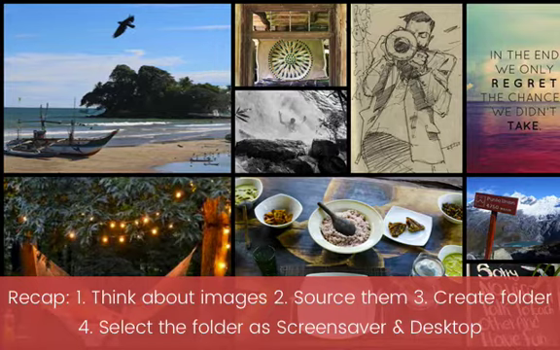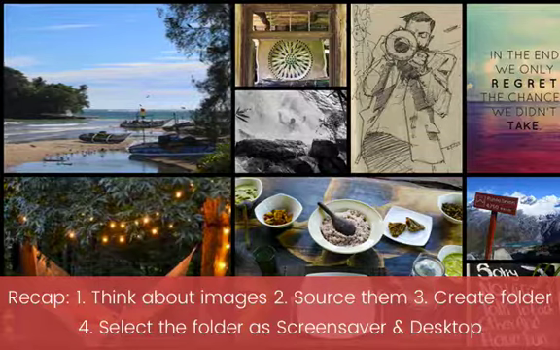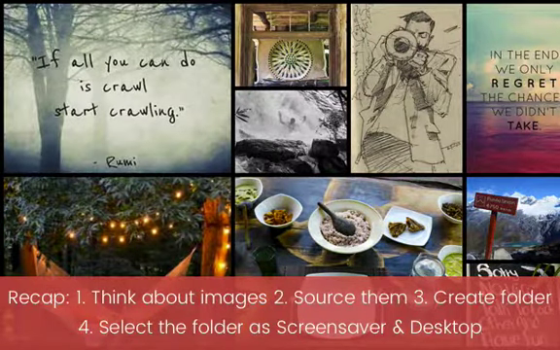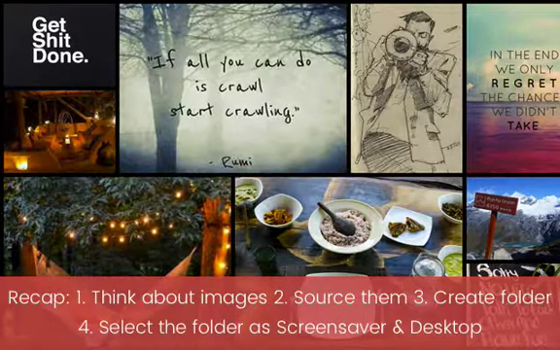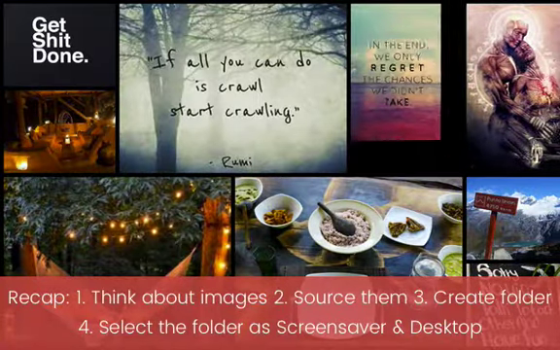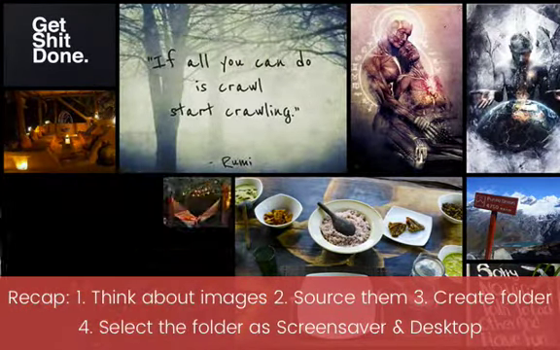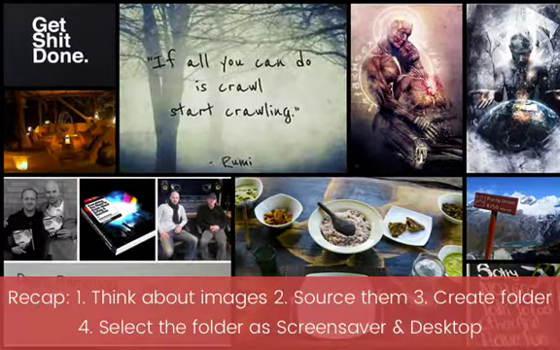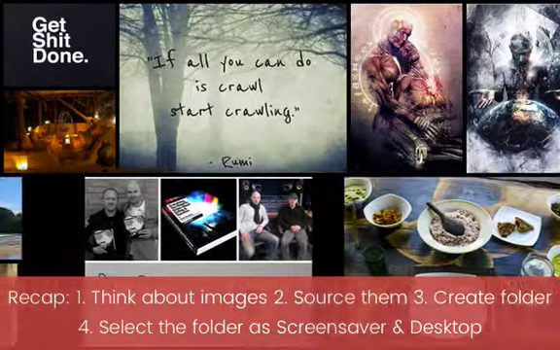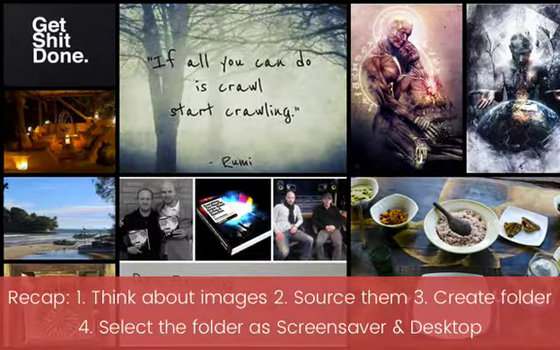Just a recap. So firstly, we think about the images that we would like to use, the different areas of your life. Is it for a specific area, for a specific goal, or is it just for things that make us feel good, or for a project we're working on at the moment, or family pictures, or a combination of all of these? We then source those images. We then create a folder. We then go to screensaver within our system preferences and select the folder for which we'd like to use for our screensaver. And seeing as we've created the folder for our screensaver, we can also use it for our desktop, so that we use our desktop to inspire us with the images of our choice.